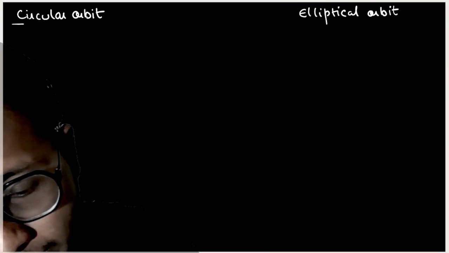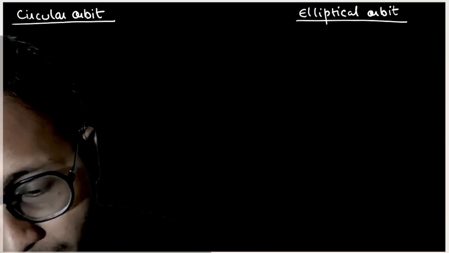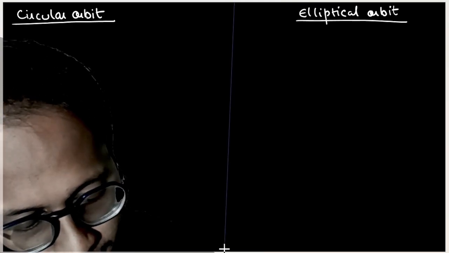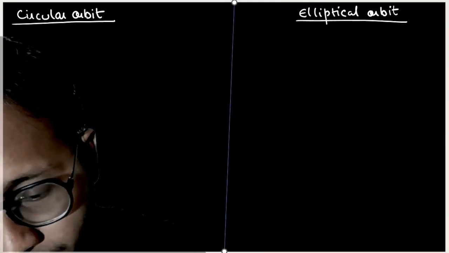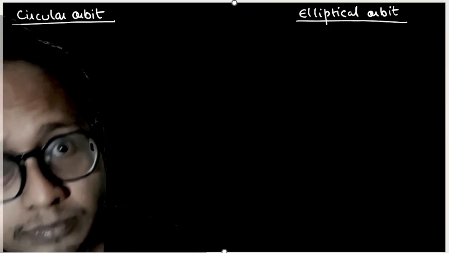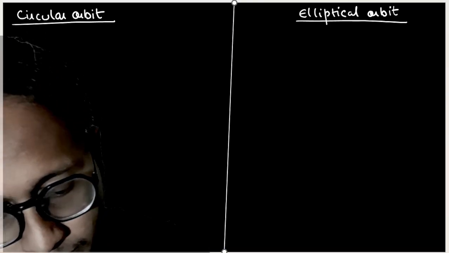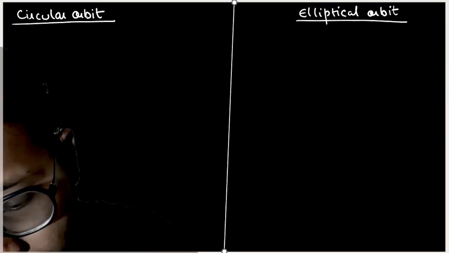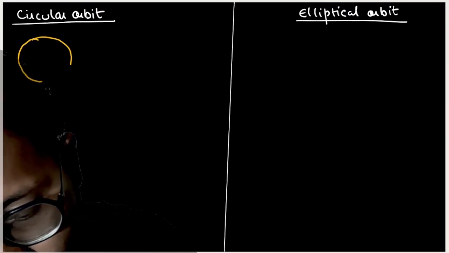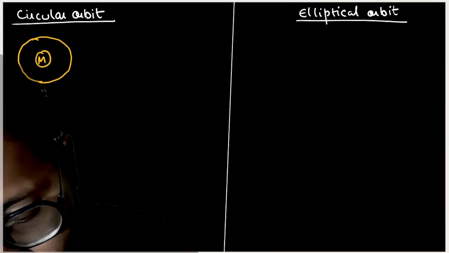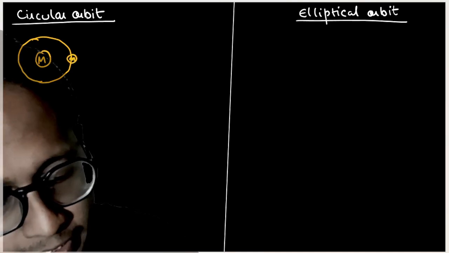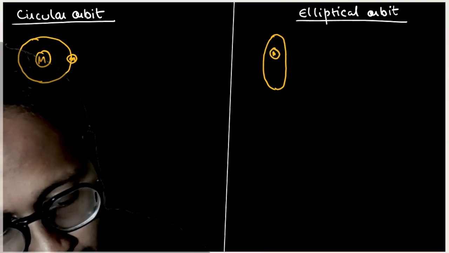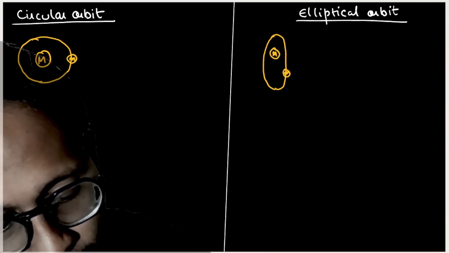Elliptical orbit. Okay, circular orbit, elliptical orbit. Let's draw a line. After that, in a circular orbit, the center mass is m and a planet is rotating. Out here in an elliptical orbit, the center mass is also m and the planet is rotating in this elliptical orbit.